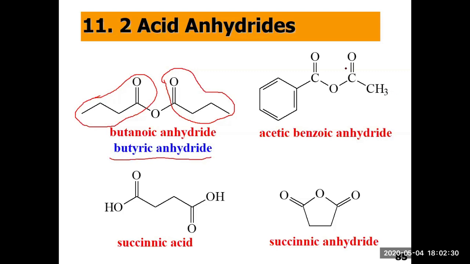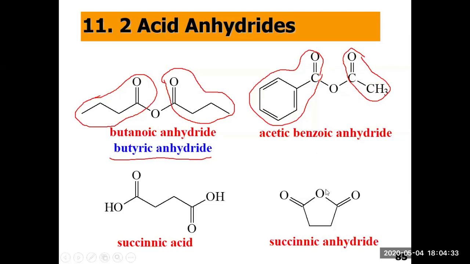Okay, so how about if we have an anhydride in which the acyl groups are not the same, such as in this example? So in this case, we just have to cite or state the name of the acyl groups in alphabetical order. So for example, this part of the molecule is actually your acetic, and this one is benzoic. So the final name becomes acetic benzoic anhydride.